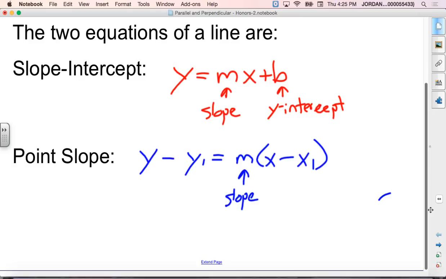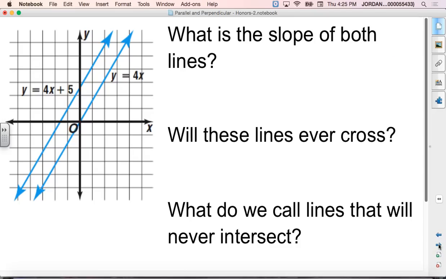And then the coordinates x1 and y1 are a specific point that is on the line. Okay, those are the coordinates of a point that the line is on. Alright, so those are the two main forms of the equations of a line.